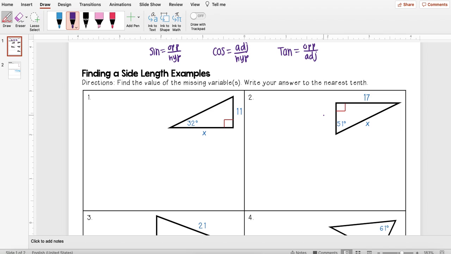Okay, so when I am looking at a problem like this and I want to find a missing side length and I know I'm going to use trig ratios, I first like to go ahead and label what my sides are.